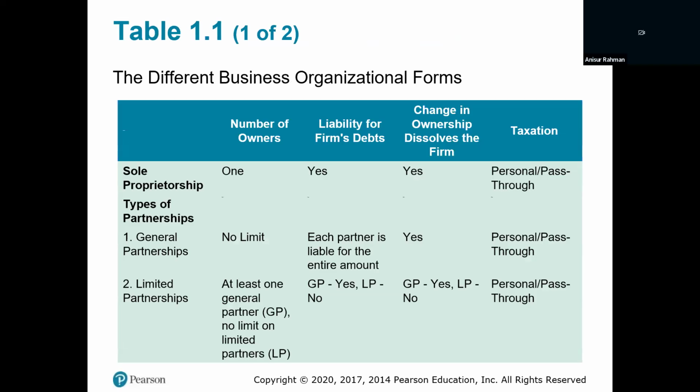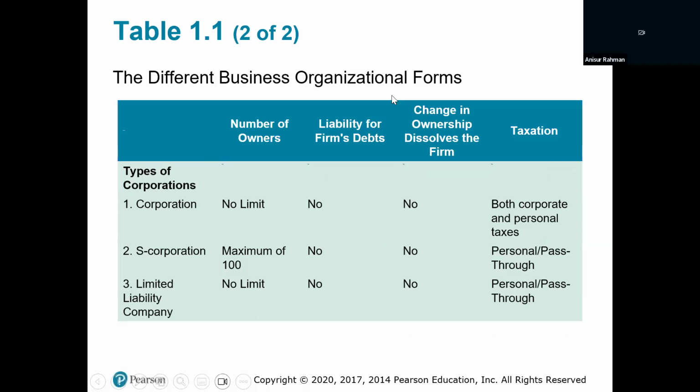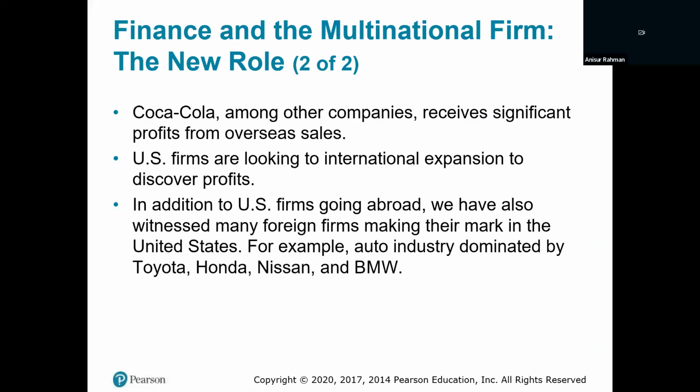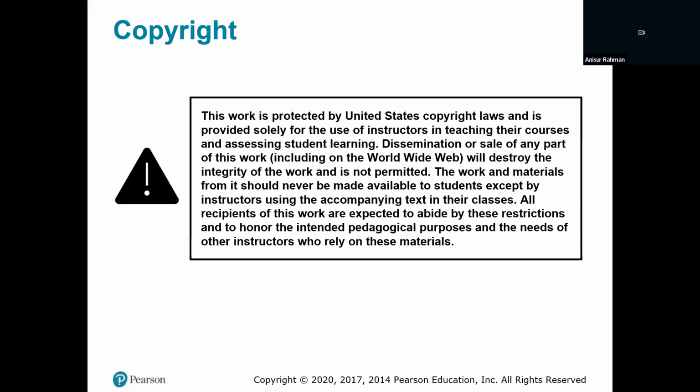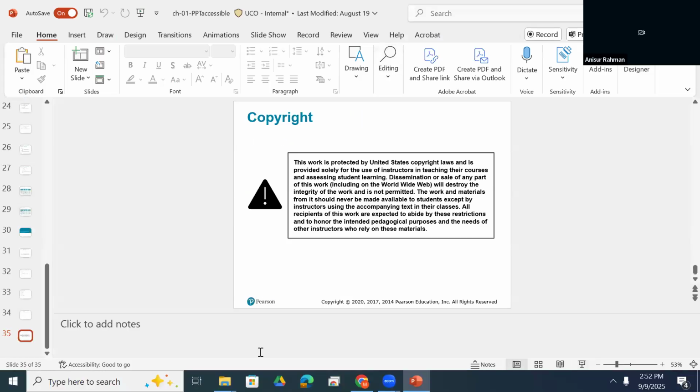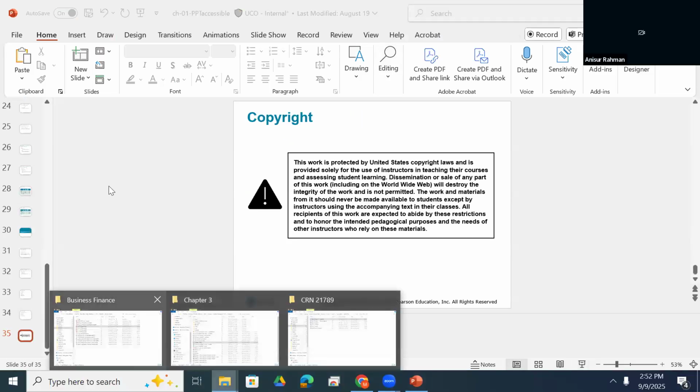So there is a very nice table here summarizing different business organizational forms. So this is about chapter 1. These are some of the most important areas for you to focus on. Let's go over chapter 2.